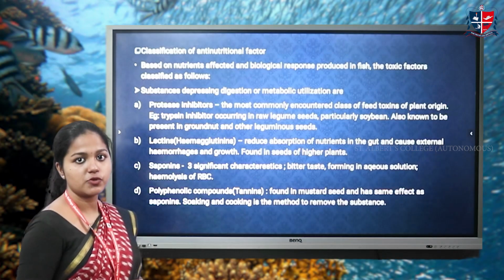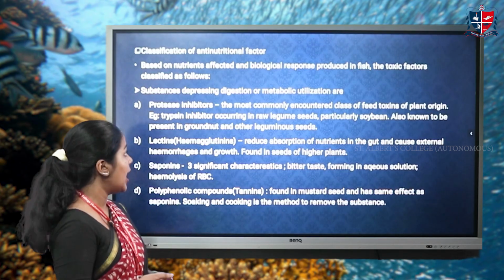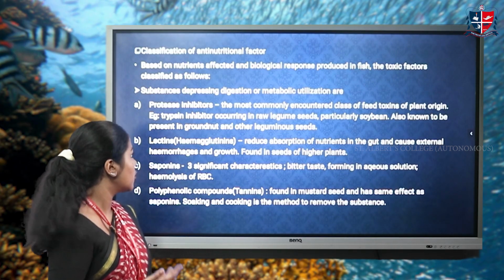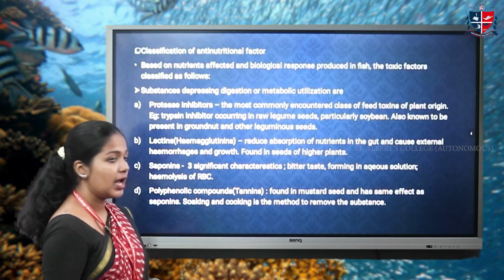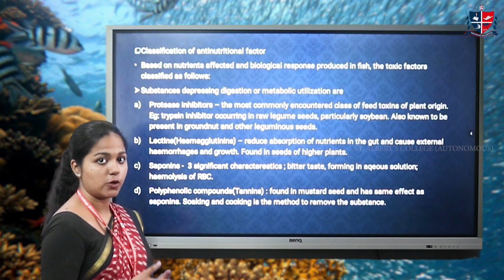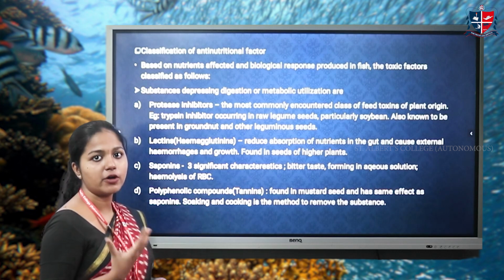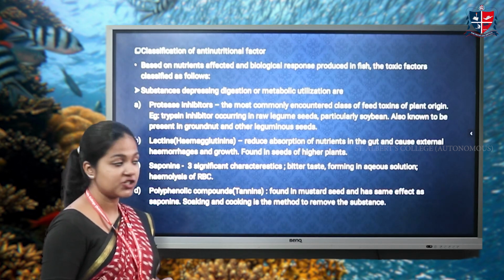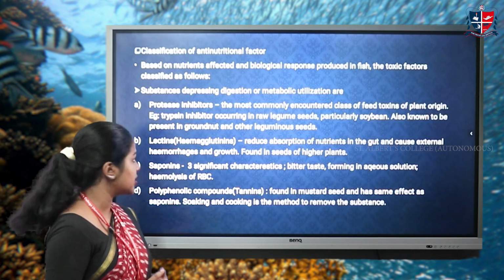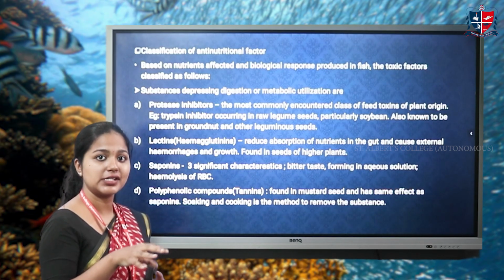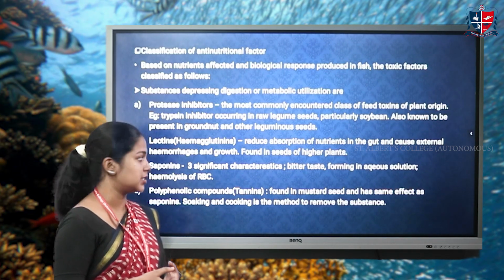Next comes the lectins, which are also known as hemagglutinins, and they reduce the absorption of nutrients in the gut and can cause external hemorrhages and poor growth. And they are also seen in higher plants or plant-based materials. And the next one is the saponins. Saponins are characterized by a bitter taste, and they form an aqueous solution, and they mainly function in hemolysis of the RBC.